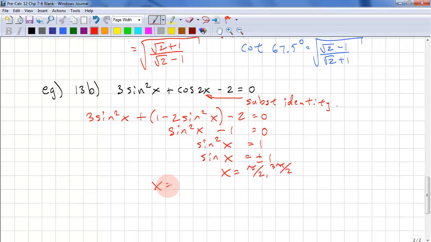So our answer is x equals pi over 2 plus pi n, n an element of all integers. This repeats every pi, so we don't need two separate answers. We have a single answer with a period of pi. And that completes this lesson.